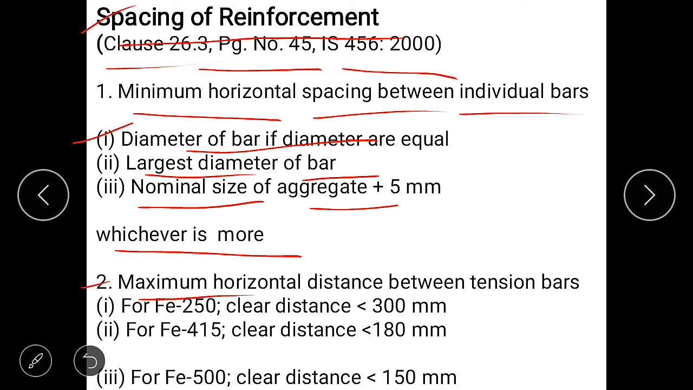Second, maximum horizontal distance between tension bars. For Fe 250, clear distance is smaller than 300 mm, and for Fe 415, clear distance is smaller than 180 mm. For Fe 500, clear distance is less than 150 mm. Okay, so the distance is provided here. For Fe 250, Fe 415 and Fe 500, the spacing between bars is different.